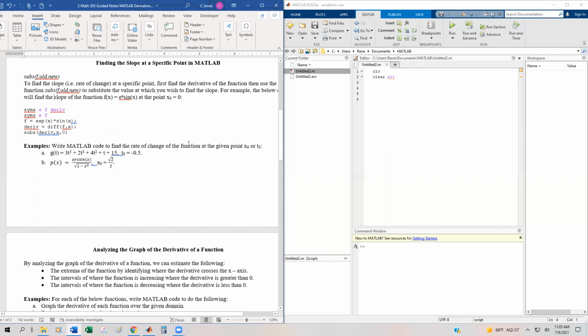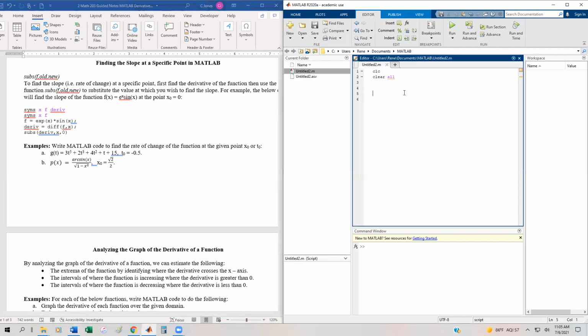So just looking at two pretty basic examples, we're going to go through and find the rate of change at the given point. So we're going to start by having this polynomial function g of t is 3t to the fifth plus 2t cubed plus 4t squared plus t plus 15. And we're going to try to find the derivative or the rate of change at negative 0.5. So here's how we're going to do that.